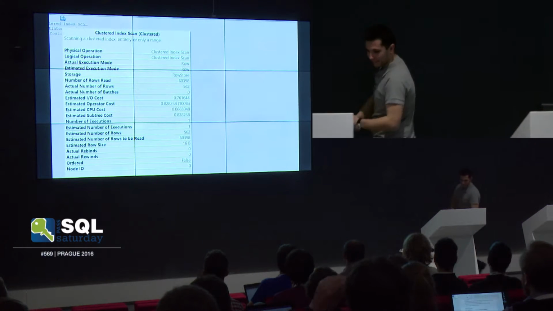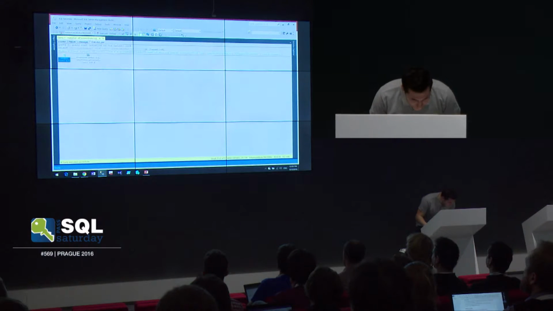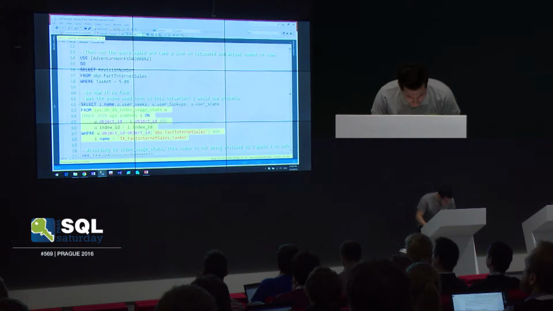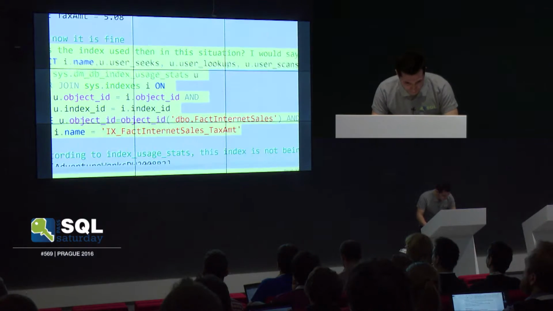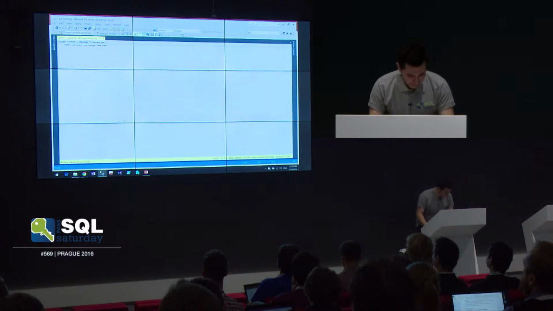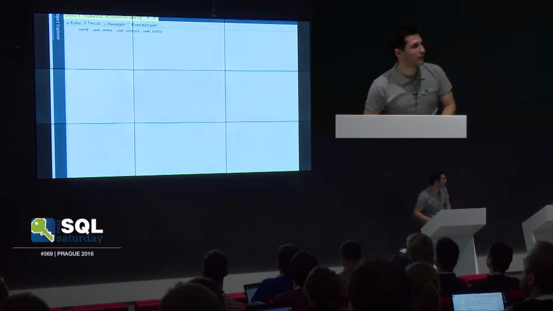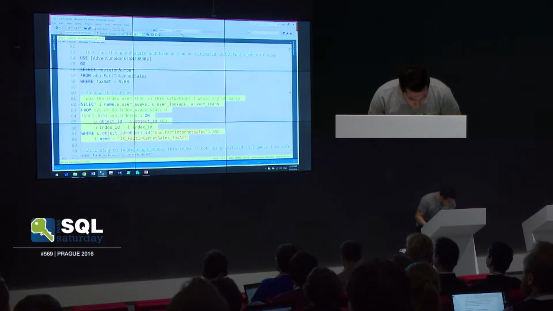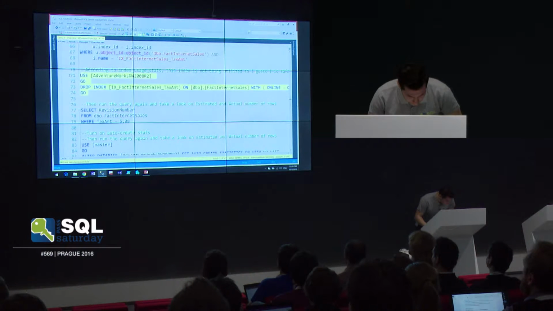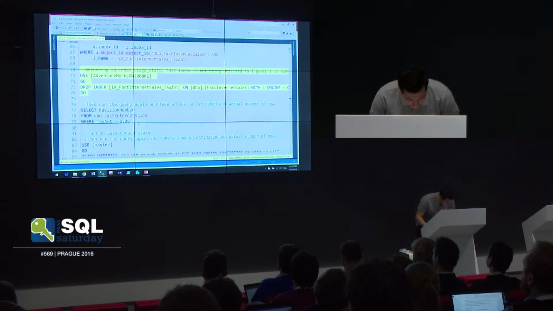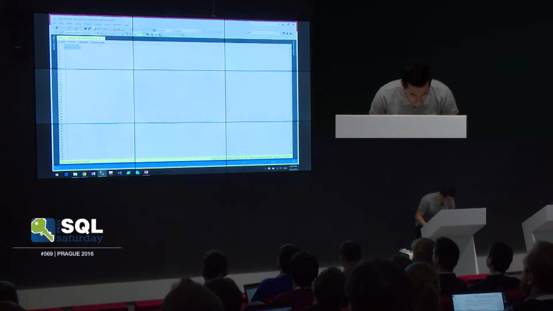Statistics. Okay, great. So if I go to this DMV that I mentioned to you and filter by the name of my index, I would not be able to see anything, because I didn't use the index. I used the statistics that the index provided. And now, if I drop the index, okay, I dropped the non-clustered index, I'm having the same issue here.